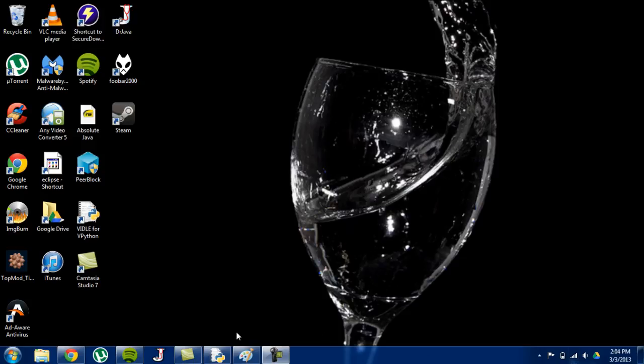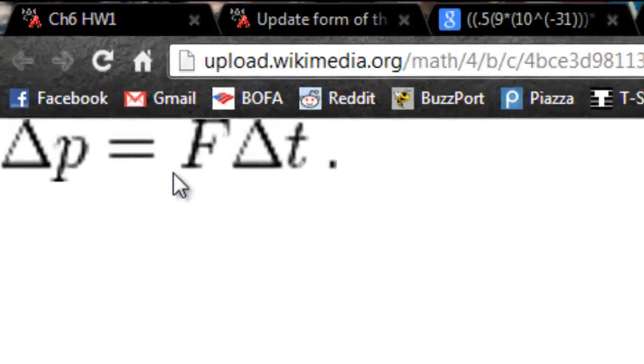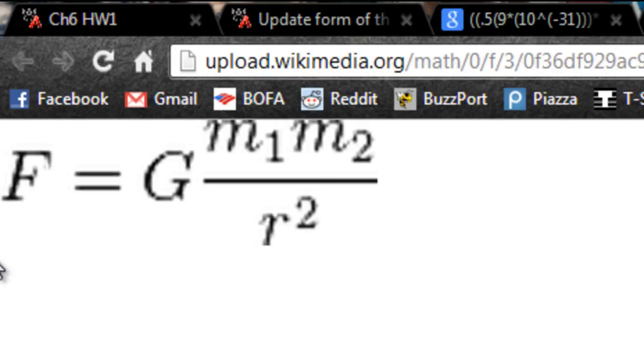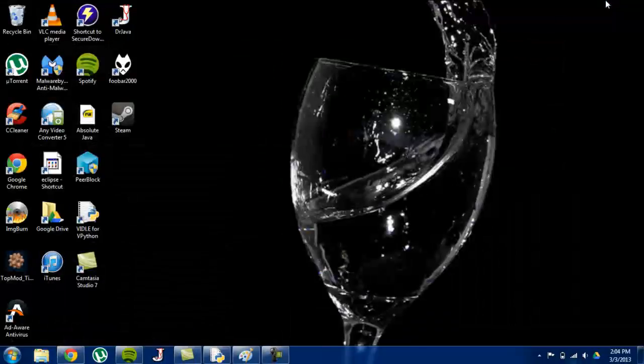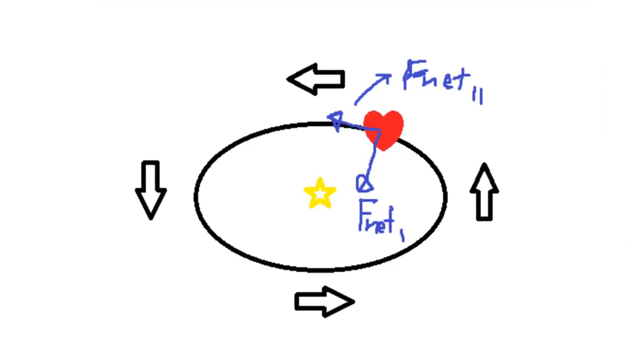So the equations that we'll be using to help us figure this out will be the momentum equation, which is delta P equals F delta T, and we'll be using the gravitational formula, which is F equals G m1 m2 over r squared. And these will help us to figure out the black hole's mass. So to help us visualize this, I made a little drawing.